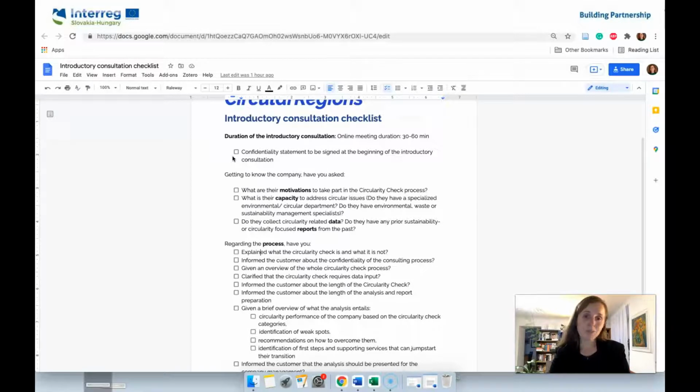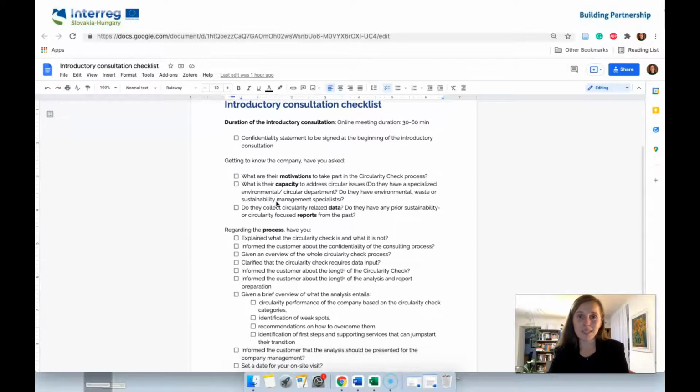Second, it's also important to understand what capacities the company has to address circular issues. Do they already have specialized environmental or waste or circular professionals in their companies? Do they even have a specific department? It's important to know what capacities you can count on.